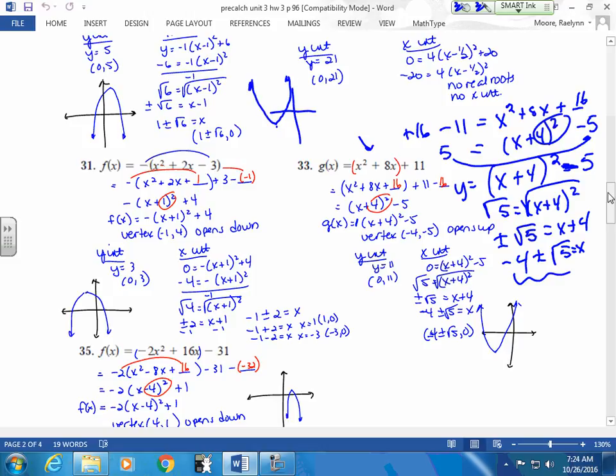I use my intercepts to tell me where it's crossing. Also, this is your y-intercept right there, 11. So this is going to cross way up here at the 11. And I'll be able to graph everything from this. I know where my zeros are. I know where my y-intercept is. I know where my vertex is. I know where it opens up.